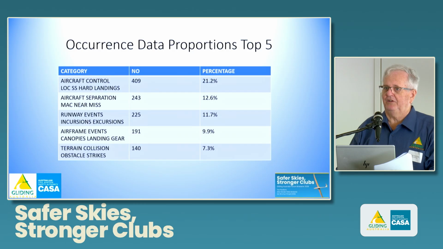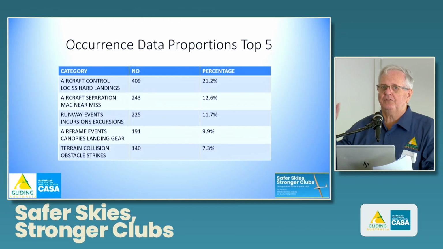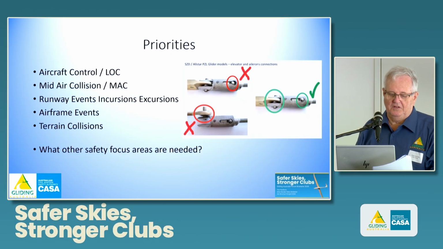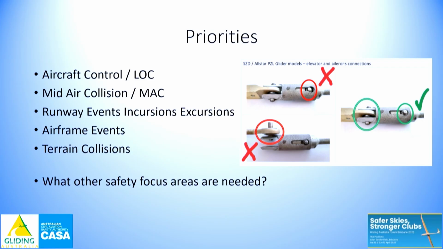9.9% of our reporting is indicating issues with airframes. Terrain collisions and obstacle strikes, 7.3%. Those are our top 5 and they're reflected in our current priorities. Our current priorities: aircraft control, mid-air collision, runway events, airframe events, terrain collisions.